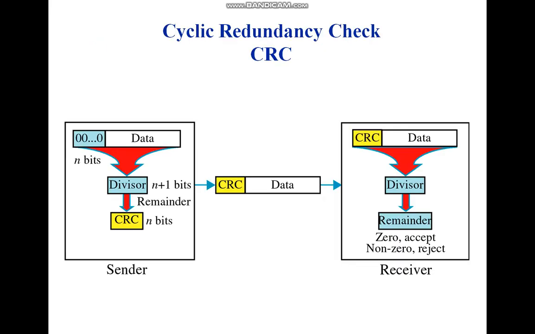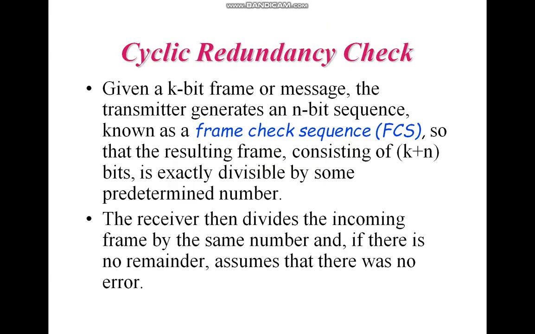In cyclic redundancy check, the original data is divided by the divisor and the remainder is added back to the original data. The same data is transmitted over the transmission media and received at the receiver side, where it is once again divided by the same divisor. If we get 0 as the remainder, the data is accepted. If non-zero, we reject the data.